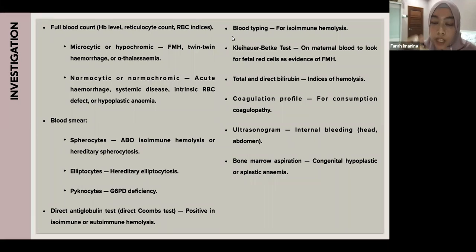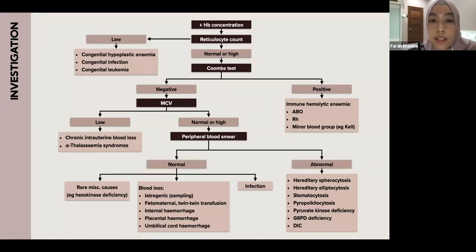bilirubin level if you suspect the patient is due to hemolytic anemia, coagulation profile if we suspect it is due to consumption coagulopathy, ultrasound, for example, if we suspect any internal bleeding, for example, ultrasound of the head for intracranial bleeding, or abdomen, for example, due to visceral hemorrhage, okay? And then if we suspect the patient has hypoplastic anemia, we can do bone marrow aspiration, depending on the cause, okay? So this is just the summary.